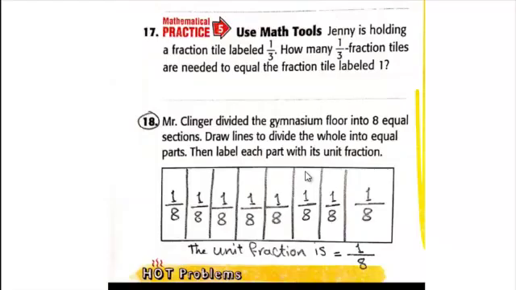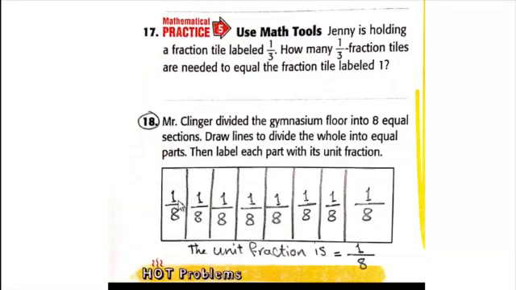Okay. Open the next page, number 572. Mr. Klinger divides the magnesium floor into 8 equal sections. Draw lines to divide the whole into equal parts, then label each part with its unit fraction. First, draw a rectangle like this and divide it into parts. Separate between them with lines like this.